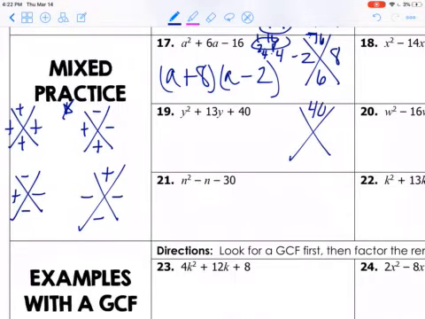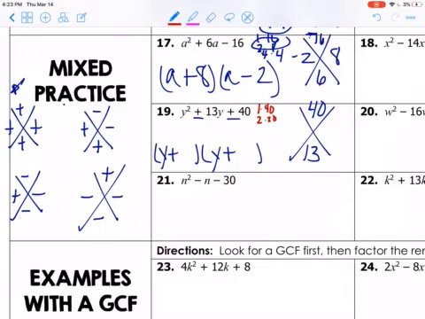Same thing, 40 and 13. These are both positive. So now I'm looking at this one. So that means both my factors will be positive, which is the best one. It's easiest. So things that multiply to be 40, I hope that we know are 1 and 40, 2 and 20, 4 and 10, and 5 and 8. 5 and 8 will give us 13. So 5 and 8, and it doesn't matter the order.